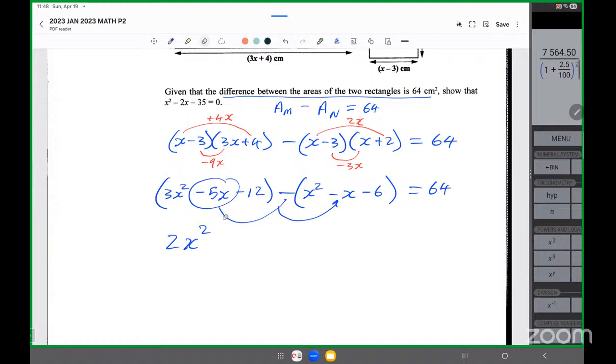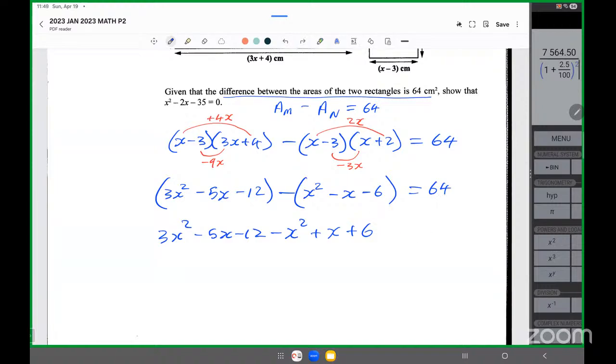If you want to expand this out first, I'm going to go step by step and show you. So let's expand out this one with the minus. It's going to become 3x squared minus 5x minus 12. Expand this now: minus x squared first, then minus minus is plus x. This minus makes that a plus 6. I can bring over the 64 now and put that as minus 64. That's all equal to 0.